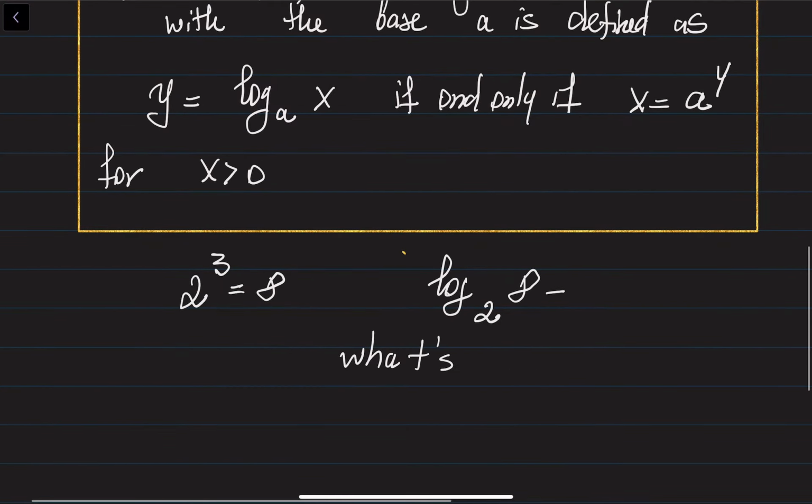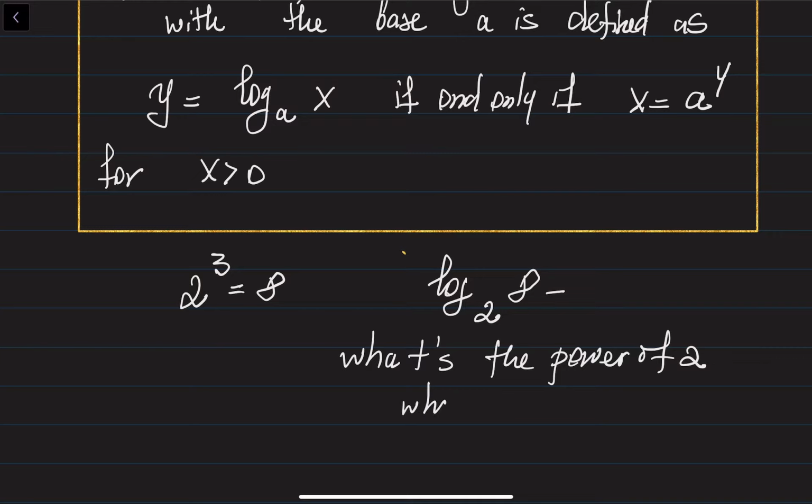What is the power of 2 which gives you 8? Okay, so it's not so easy to find, right? You need to know that if you multiply the 2 by itself 3 times, you're going to get 8. So you're going to write down the 3.